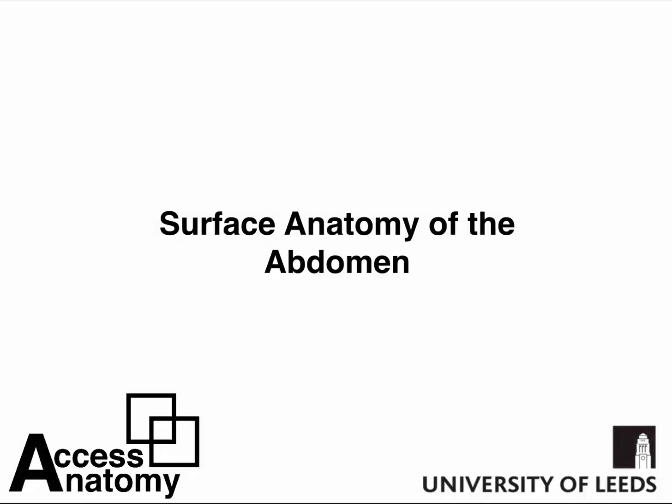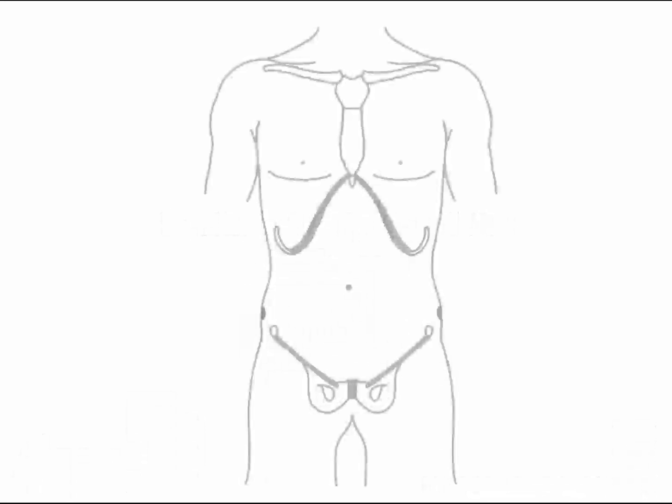So welcome to this Access Anatomy screencast from the University of Leeds that's going to outline the surface anatomy of the abdomen. So on the screen at the moment we have a drawing of the human torso, and specifically we need to identify a couple of important landmarks.